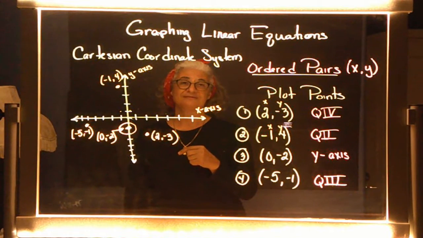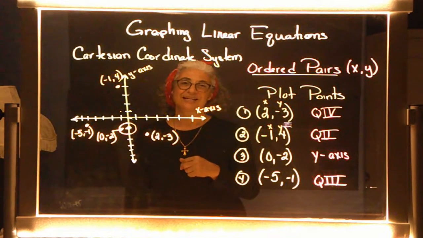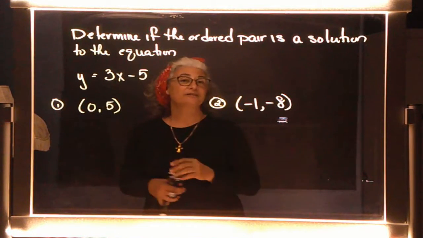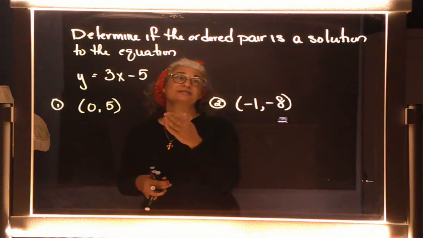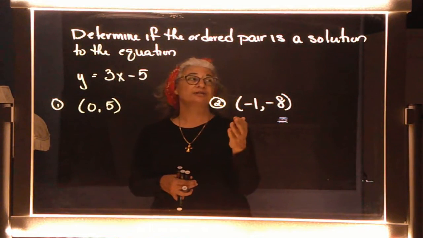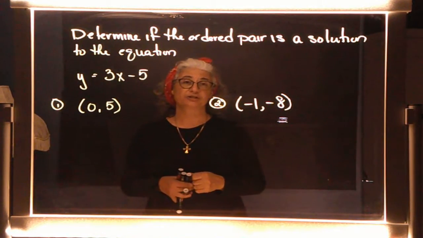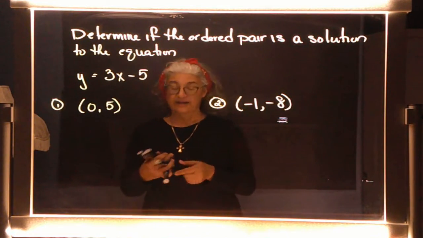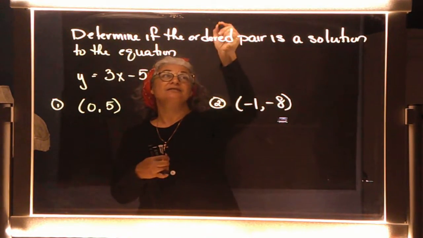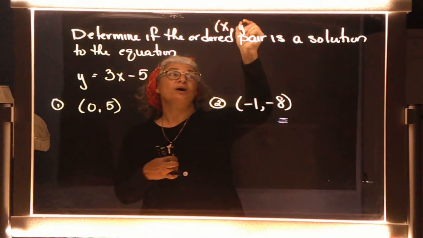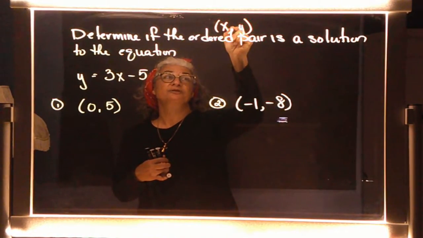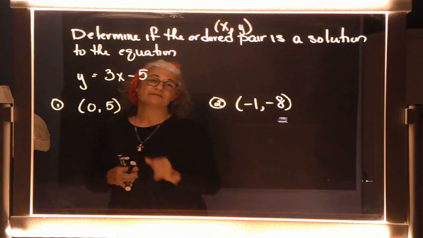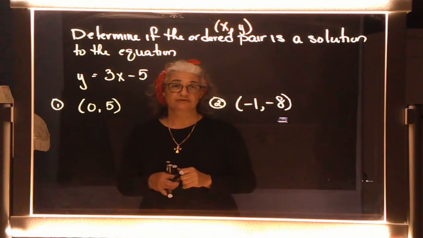Cool? Okay, hang in there. Got some more examples for us. So let's look at this set of directions. They're asking us to determine if the ordered pair is a solution to the equation. An ordered pair is a point, right? And that point consists of an x and a y. And the x is always written first, isn't it? And this is the equation they gave us: y = 3x - 5.